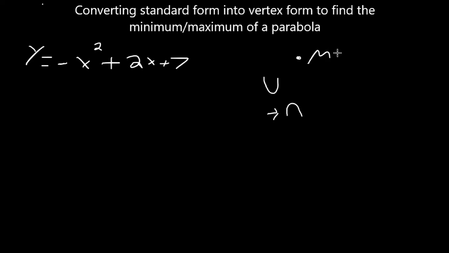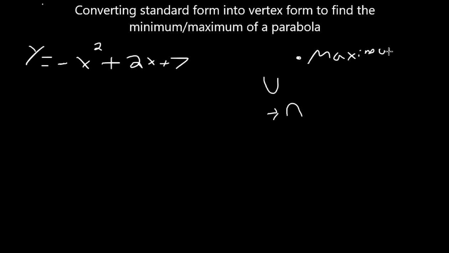So first we're going to start off with y is equal to negative x squared plus 2x plus 7. And we want to find the minimum or maximum. Well, first, how do we know if this parabola has a minimum or a maximum? Well, parabolas are either going to open up or they're going to open down. This parabola has a negative sign here, which means it's going to open down, and thus it has a maximum.